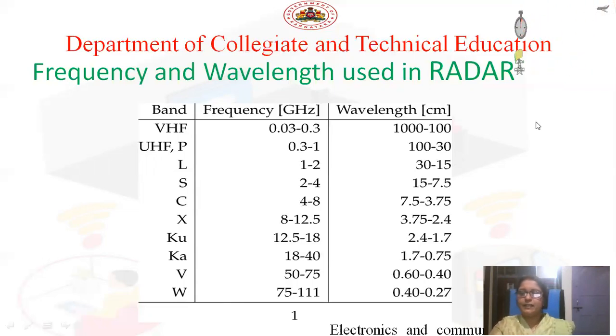Now, in case of the radar, to locate or to identify the target, the wavelength should be very small compared to the size of the target. Therefore, if the wavelength is small, it means the frequency is high, because both are inversely proportional. Therefore, in case of the radar, the signals which are used are very high frequency signals.